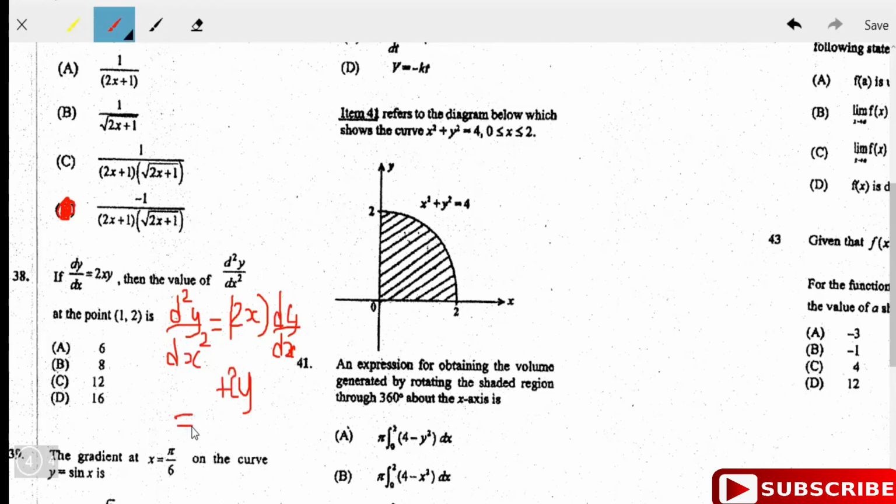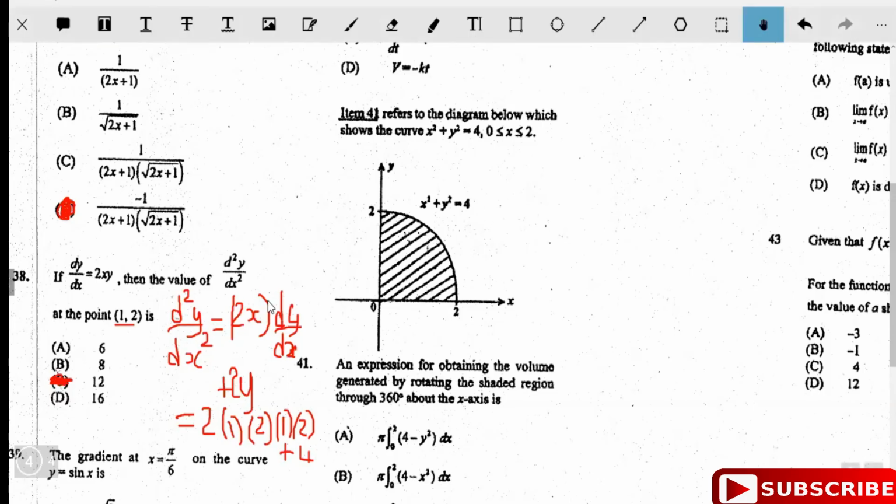And so d2y by dx squared is equal to 2x, but it's at the point (1, 2). And so it is 2 times x, when x is 1, times dy by dx. Now dy by dx is 2xy, and so it is 2 times x times y. That is 2 times 1 times 2, plus 2y. Y is 2, and so that's 4. And so it works out to be 2 times 2 times 2, which is 8. 8 plus 4 is 12.